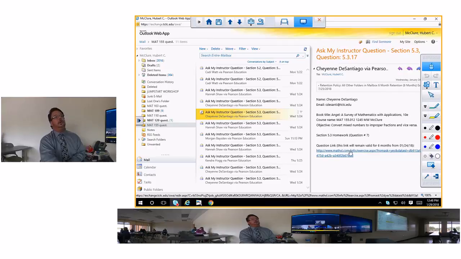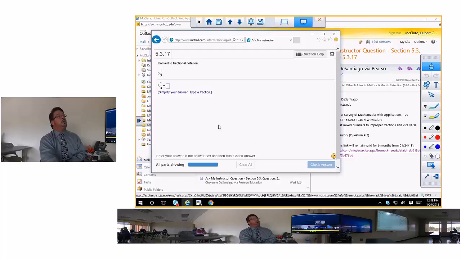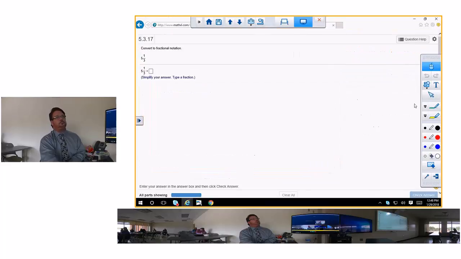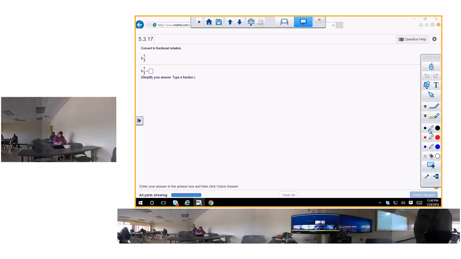And see what it looks like. Okay, convert to an improper fraction. So this is where you use what I call the big C. You just put a C right there. I'll draw it a little bit bigger.